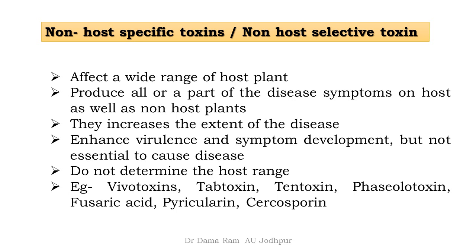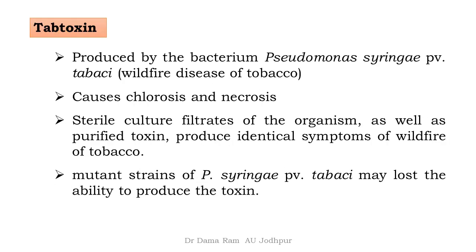For example, we have already discussed victorin, and now TAB toxin, tentoxin, phaseolotoxin, and others. One by one, first we will discuss TAB toxin. TAB toxin is produced by the bacterium Pseudomonas syringae pathovar tabaci, which causes wildfire disease of tobacco and causes chlorosis and necrosis in the form of necrotic spots on the leaves surrounded by a yellow halo.